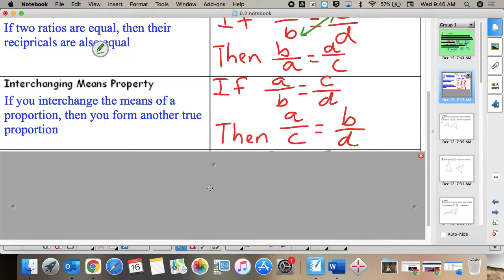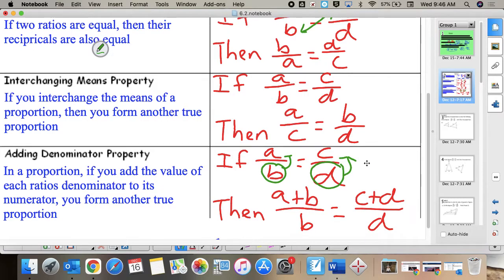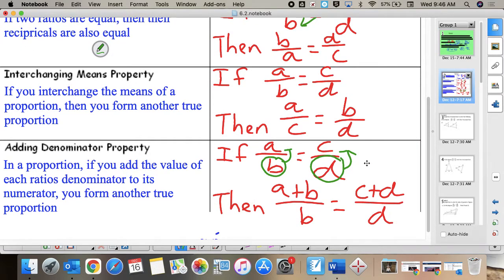Now our last one is known as our adding denominator. This one really doesn't come up. We'll talk about it briefly, but it doesn't come up very naturally. Basically what it says is I can add the bottom to the top of each side. So I can add my B to the top here, and I can add my D to the top here. And my proportion will still work out. Now we're only going to do all of these once, and then from then on out, you can do whichever one you want to create.